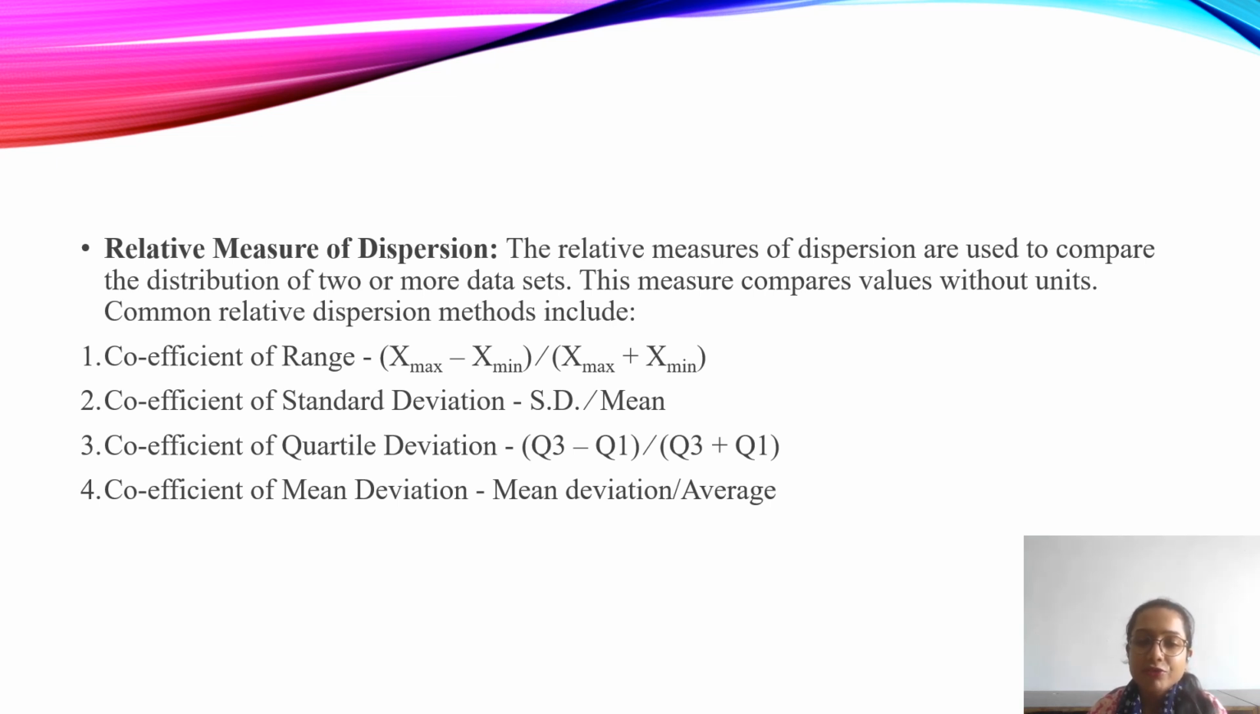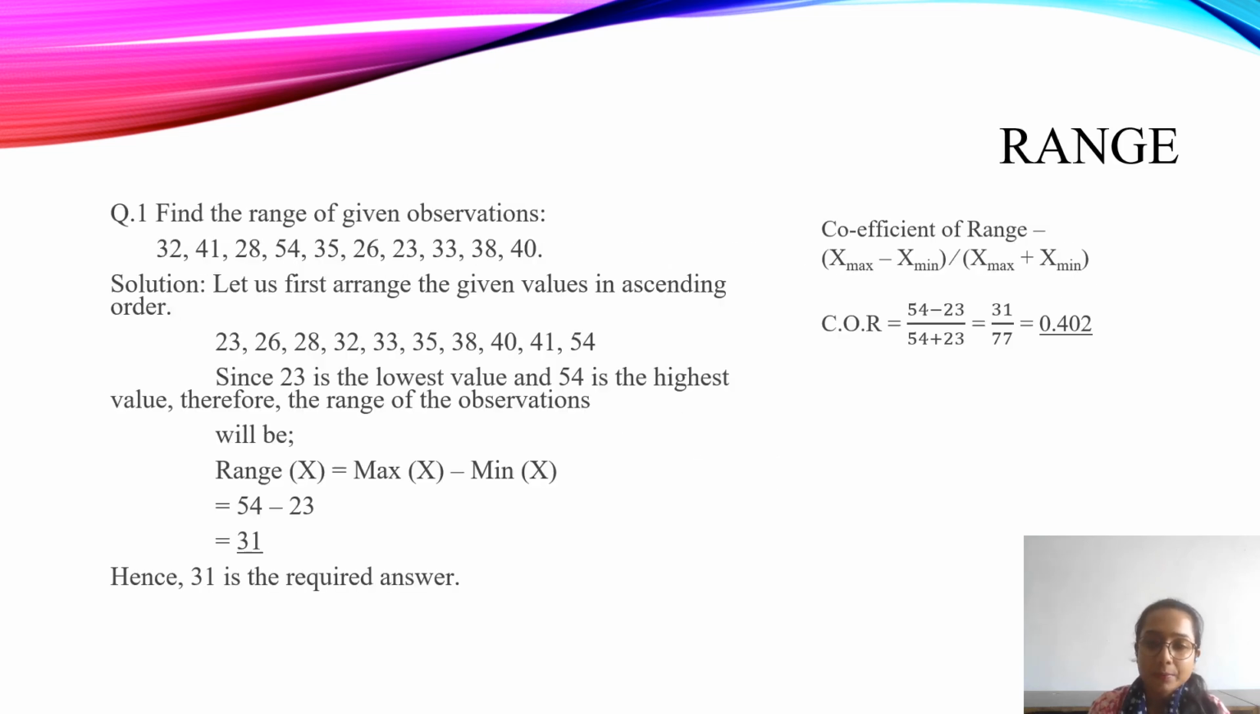The common relative dispersion methods include the coefficient of range, and there is a formula: maximum minus minimum divided by maximum plus minimum values. Then the coefficient of standard deviation: after putting the value of standard deviation, divide it by the mean. Then quartile deviation, that is Q3 minus Q1 divided by Q3 plus Q1. And the last one is mean deviation: mean deviation divided by the mean, or I can say the average.